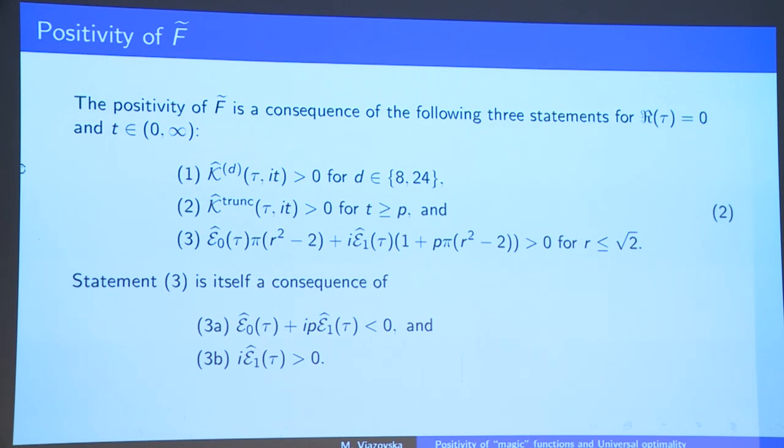And so now the positivity of f, we will deduce it from the following statements about kernels k hat, the kernel k truncated, and the remaining part. So first, we show that the kernels themselves are positive if tau, the first variable, is in the imaginary axis, and the second variable is also in the imaginary axis. So now we should show the same for the truncated kernel. And we also estimate this remaining term, which comes from the integration of a pole. And this inequality will actually be split into two simpler inequalities, which we are going to prove separately.